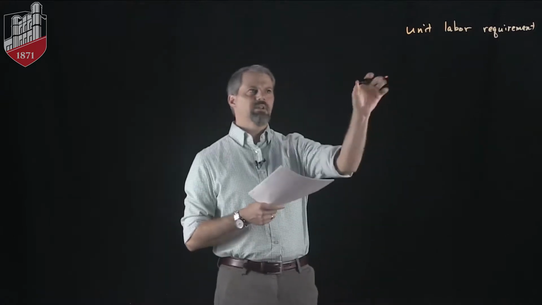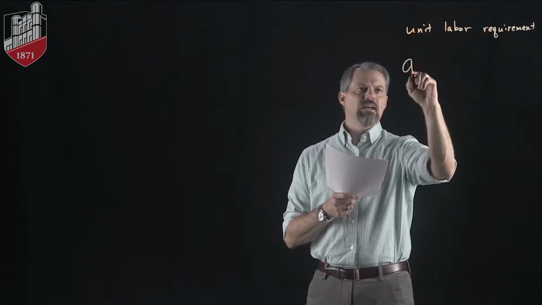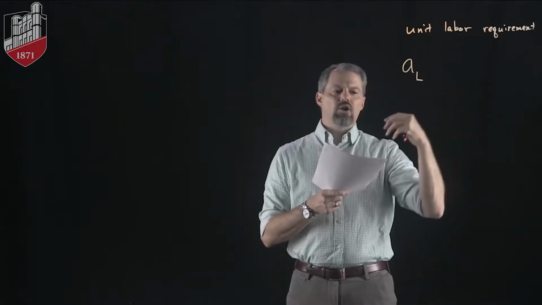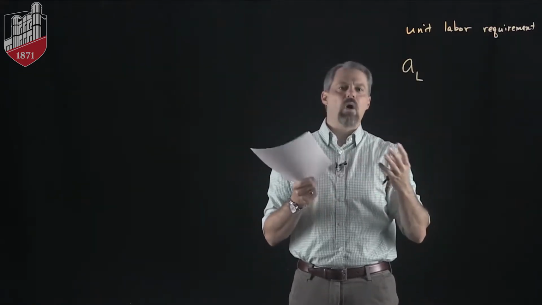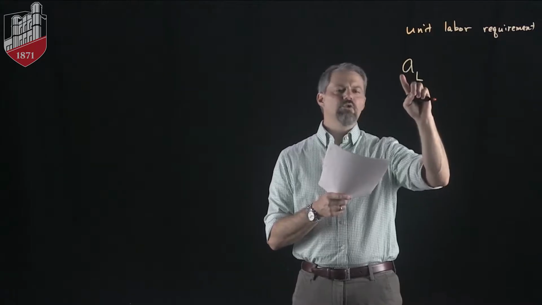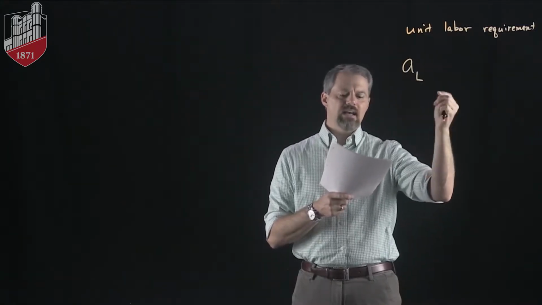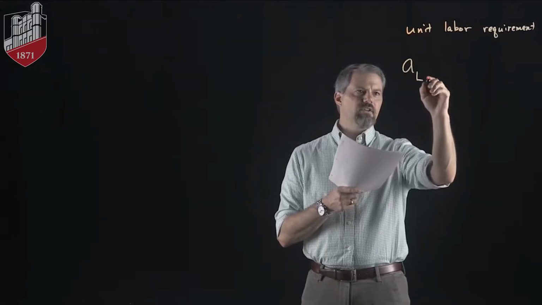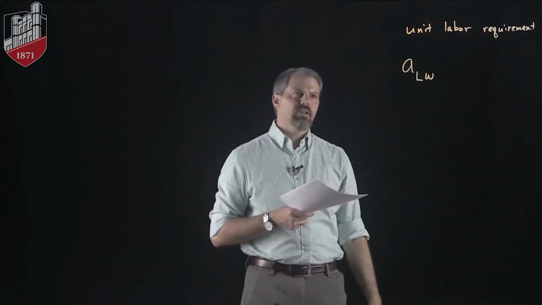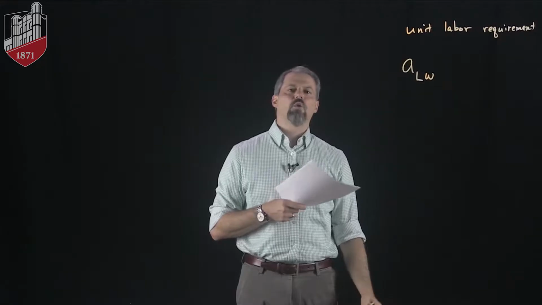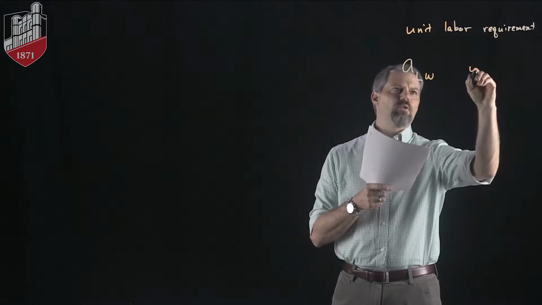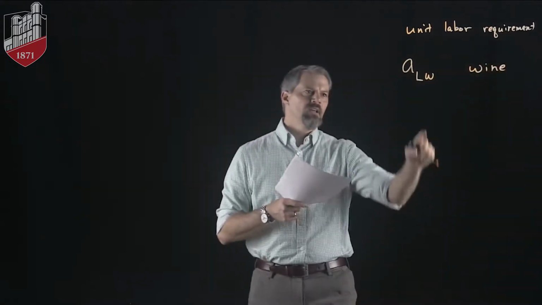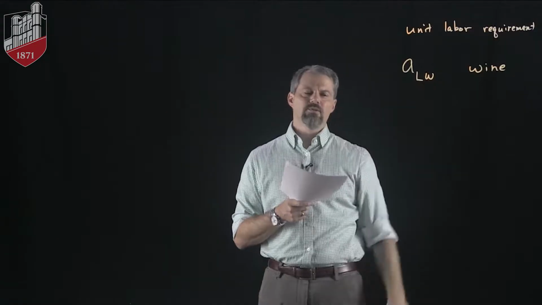We'll use these in a couple of different models, but our unit labor requirements, we're going to designate this way: a_L. We're going to have two goods. We're going to be producing wine and cheese. So we're going to have a unit labor requirement for both wine and cheese for home. Let's call this one a_LW. That's going to be our unit labor requirement for home to make wine. The L here stands for labor, the W stands for wine.